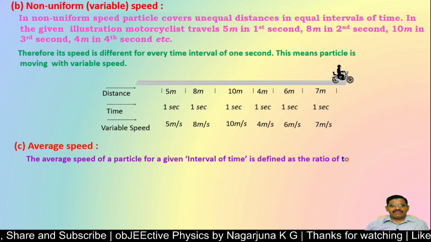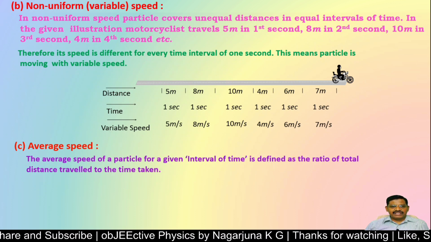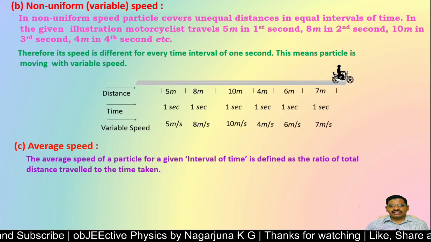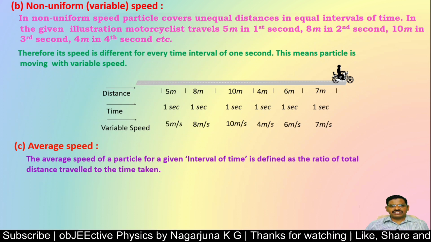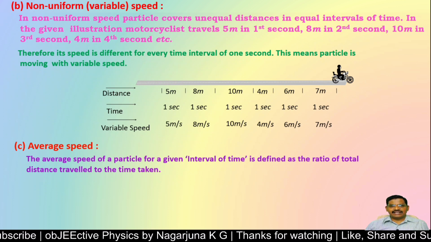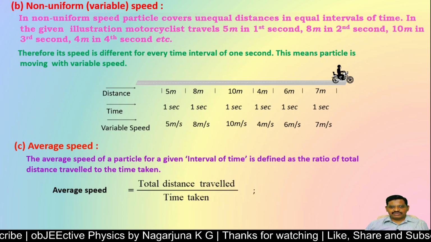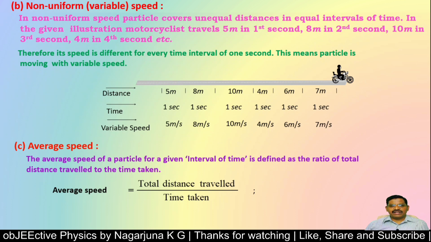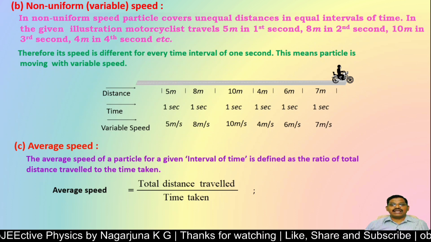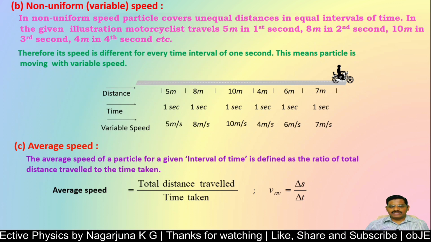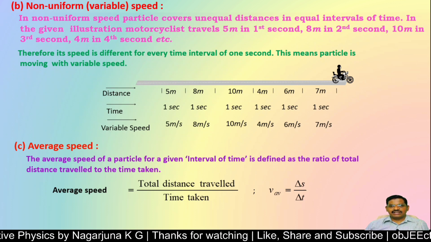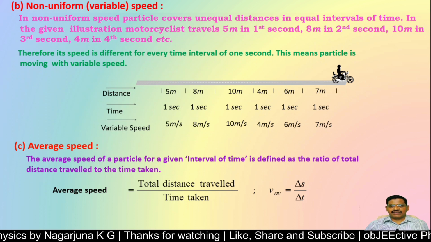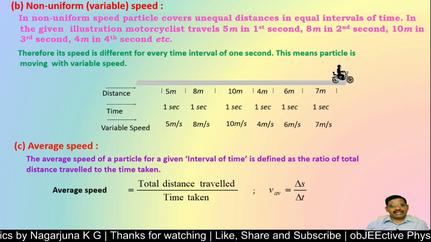Next point is average speed. The average speed of a particle for a given interval of time is defined as the ratio of total distance travelled to the total time taken. Observe the equation for average speed. Average speed is equal to total distance travelled divided by total time taken, which implies V average can be written as delta S by delta T, where delta S is total distance travelled and delta T is total time taken.